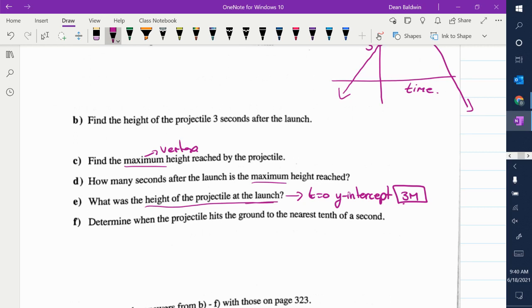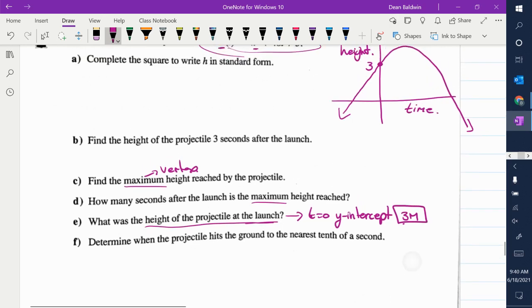And then when they say, when does the projectile hit the ground? What points am I actually looking for on that graph? The X-intercepts, because that's when it hits the ground, right? So this is the X-intercepts. This is the same question as the last one we just did, question 3 on that sheet I just gave you. Essentially asking all the same questions, except they've reformatted it into some sort of physics problem.